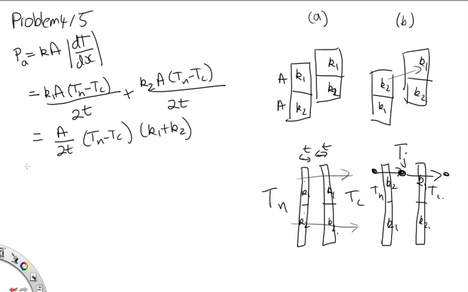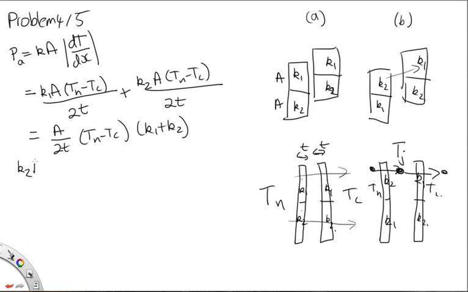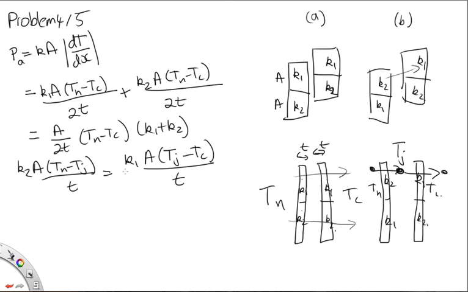So we have K2A (TH minus TJ) over t is equal to K1A (TJ minus TC) over t. These must be equal to avoid the build-up or the loss of heat from the middle. Okay, so the A's cancel, the t's cancel.